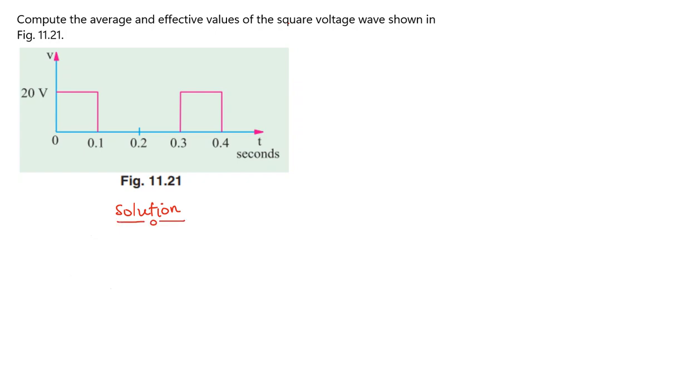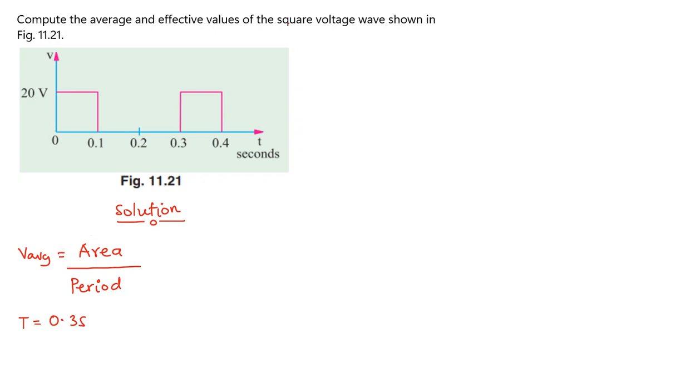The question says we should find the average voltage, which is given as the area under the square wave over the period of the cycle. In this case, the cycle started at a point where the time was 0 seconds and then began to repeat itself after 0.3 seconds. So our period, which will be denoted with T, will be equal to 0.3 seconds.